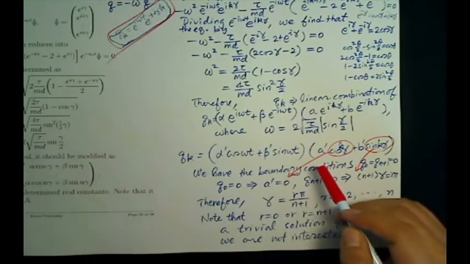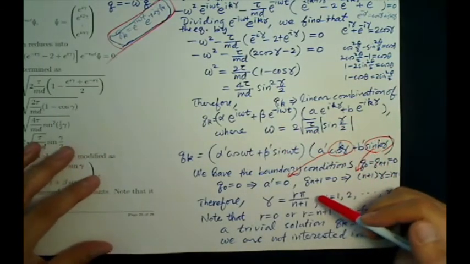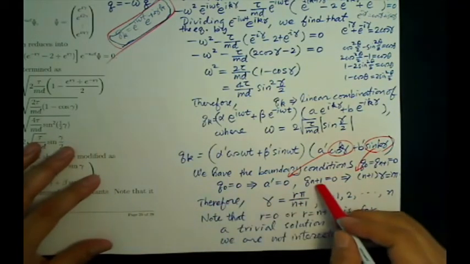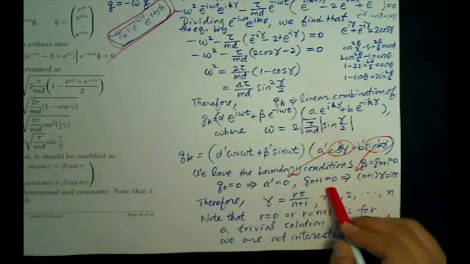However, we can further simplify these expressions by making use of the boundary conditions. We know that the left-hand and right-hand ends of the string are fixed. Therefore, q0 and q n plus 1 are exactly 0.